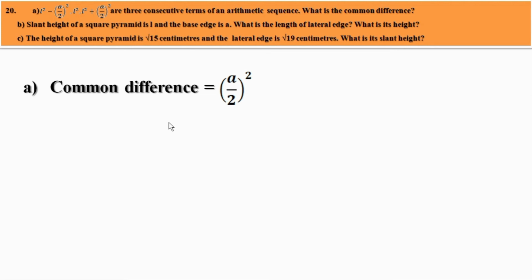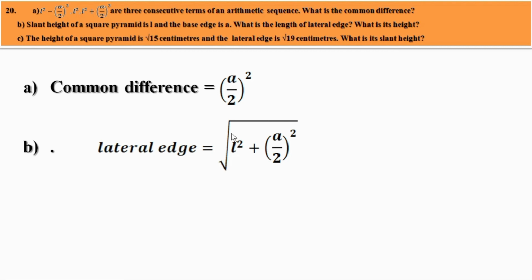Let us take the slant height as L, base edge as A, lateral edge as E, and height as H. Then in every square pyramid, we can see a right angle triangle with sides E, L, and a by 2, where E is the hypotenuse. So we can say lateral edge is equal to root of L square plus (a by 2) whole square.